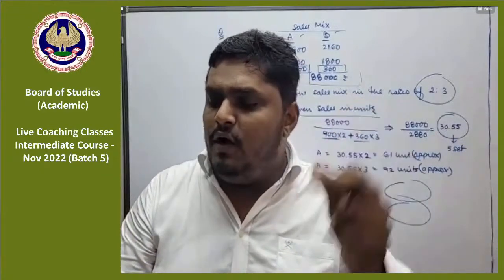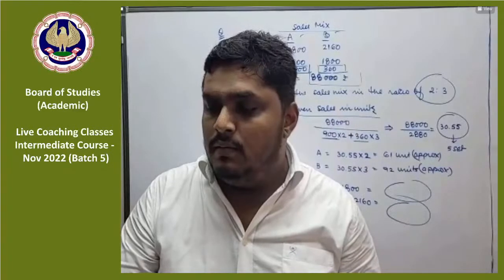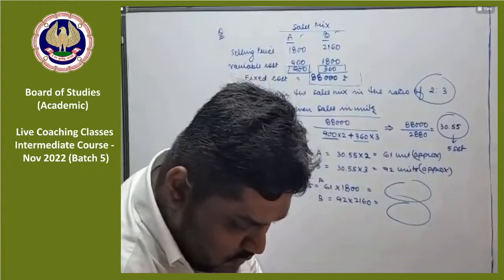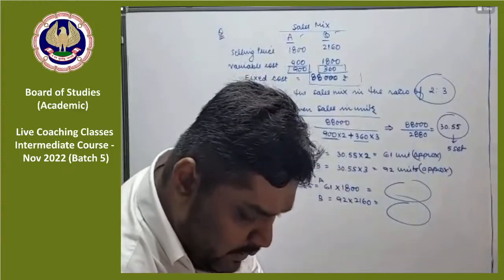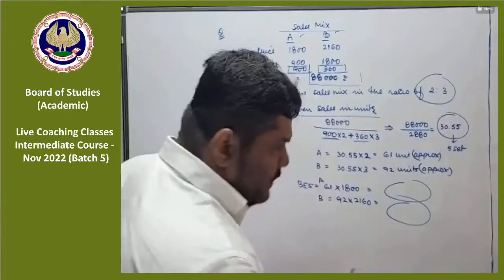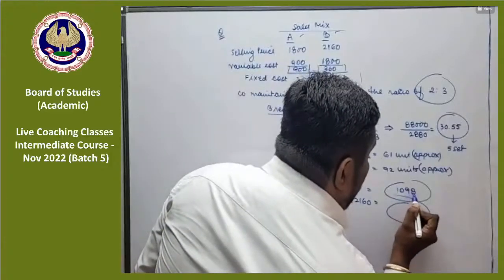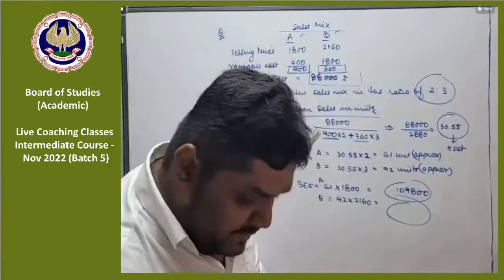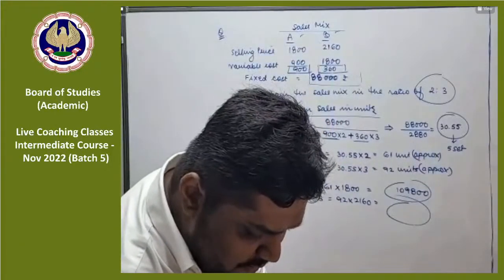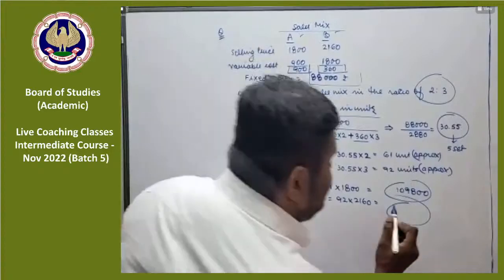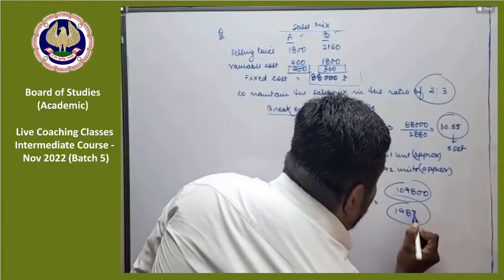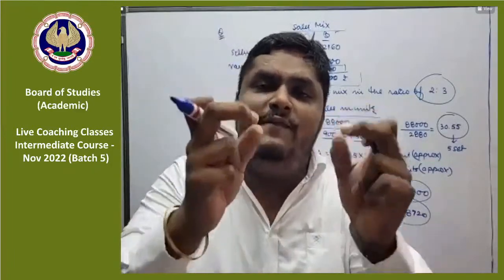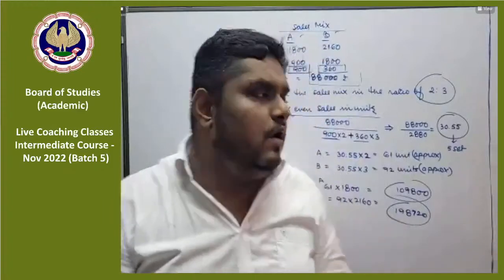Yes, this is the rounding of difference. So 61 into 1800 will get the same figure, that is 109800. The difference of 200 is the rounding of difference. As far as this is concerned, 92 into 2160, so this will be 198720. So 1,10,000 and 1,09,800, the difference of 200 is because of the rounding off.